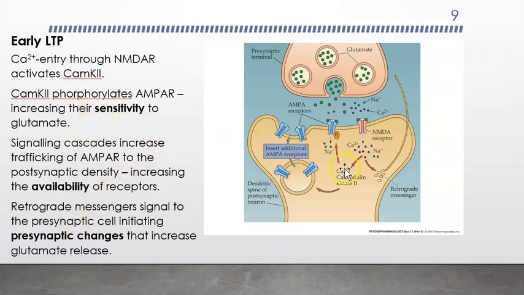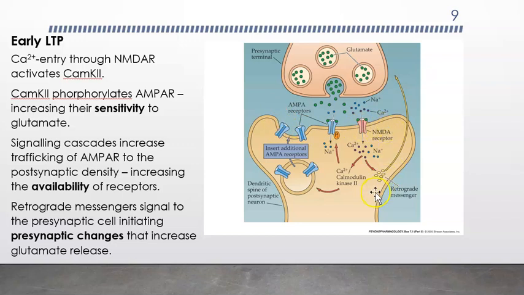So CAMK2 will phosphorylate the AMPA receptor, increasing their sensitivity to glutamate. So say if before they needed 2 glutamates to bind, they now only need 1, that kind of thing. The signaling will then cascade, increasing the trafficking of AMPA receptors to that postsynaptic density. That increases the availability of receptors. So now we not only have this increased sensitivity, like we have here, but we also have more receptors, okay? So the receptors that were already there are going to depolarize even quicker, and now we have extra AMPA receptors.